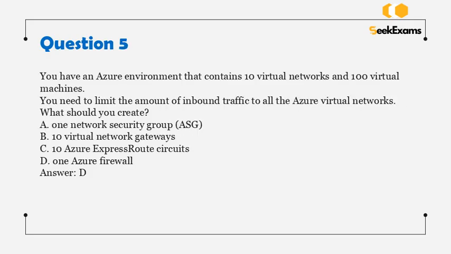Question 5. You have an Azure environment that contains 10 virtual networks and 100 virtual machines. You need to limit the amount of inbound traffic to all the Azure virtual networks. What should you create? A. One Network Security Group, NSG. B. 10 Virtual Network Gateways. C. 10 Azure ExpressRoute circuits. D. 1 Azure Firewall. Answer: D.